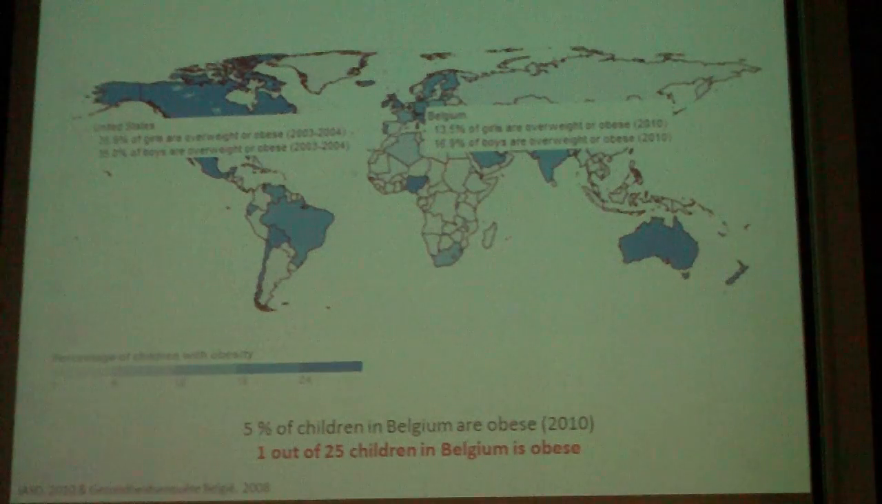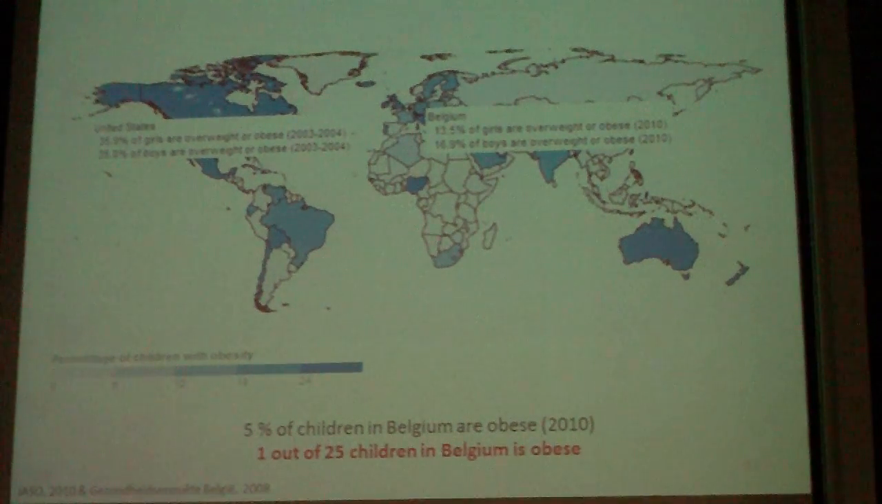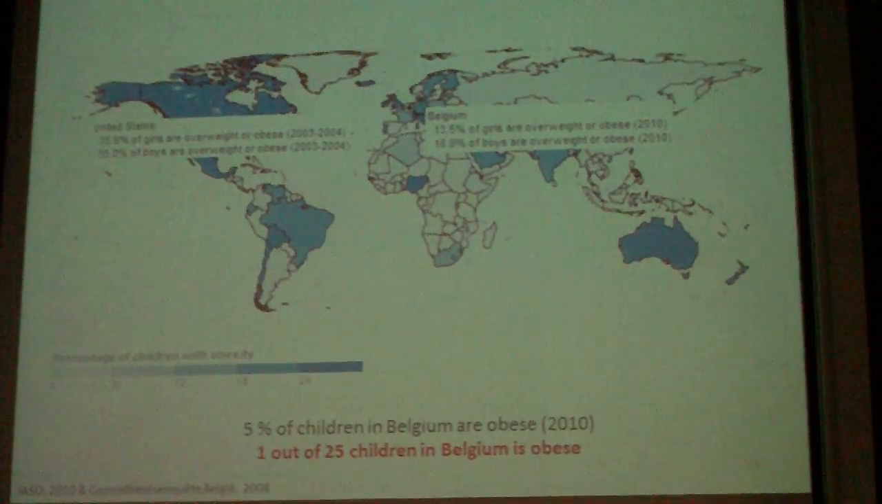In Belgium, about 14-15% of the children are overweight, and about 5% are obese. So it's not that big a problem, but we tend to follow the US, so we have to take into account that it will become a bigger problem. If you calculate, it's 1 out of 25 children in Belgium who are obese, so 1 out of a class of students will be obese, for example.